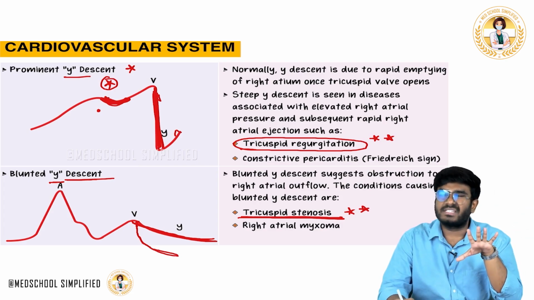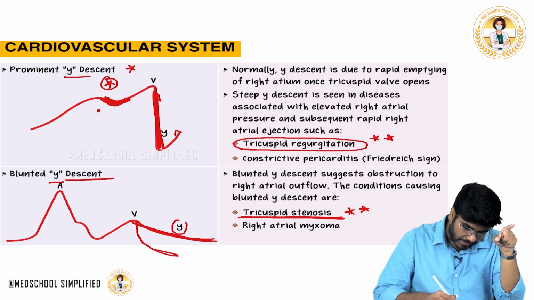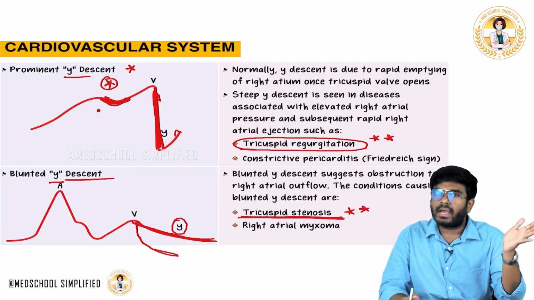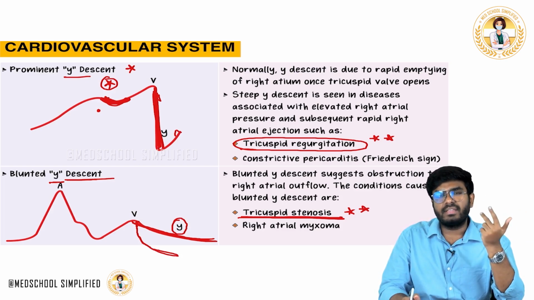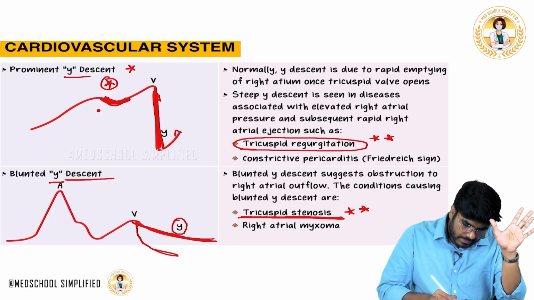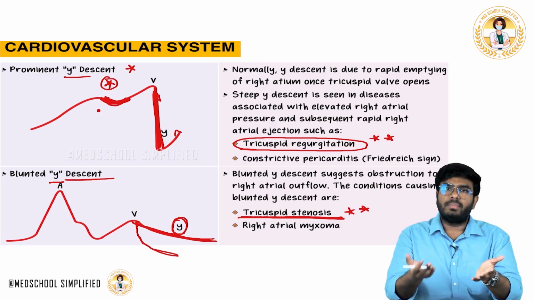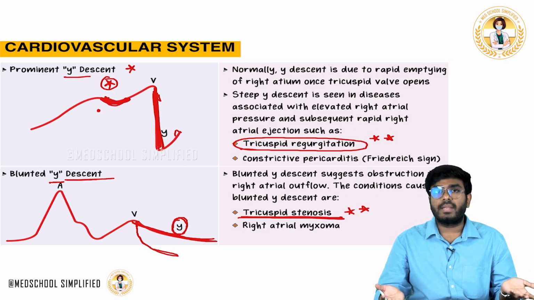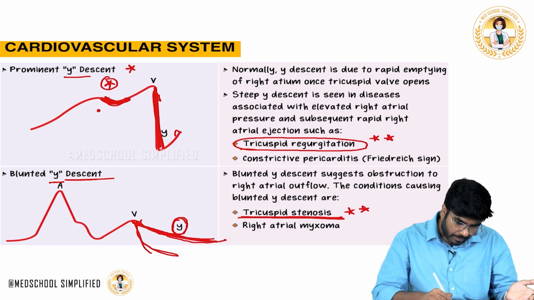Normally Y descent is because of what? Just think and tell me. Y descent is because of atrial emptying. I am not giving explanations now because you should think. All the explanations I have already given: why there is A wave, C wave, X wave, Y wave. Y wave is because of atrial emptying. Atria have to empty blood into the ventricles. If that is not happening, what will happen? Pressure is not decreasing. See, there is a blunted Y descent.